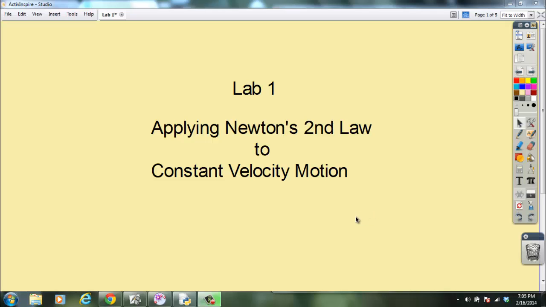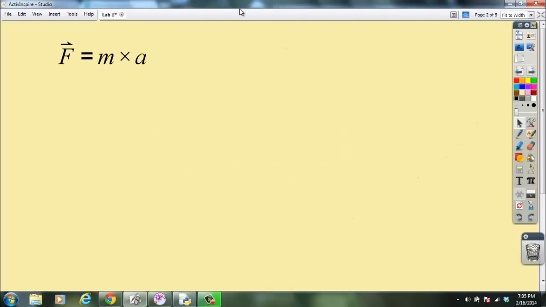Welcome to Lab Report 1 as I apply Newton's second law to constant velocity motion. I want to start with an analysis of the mathematics that we're going to use. I want to begin with this expression of Newton's second law that we see quite often in textbooks.